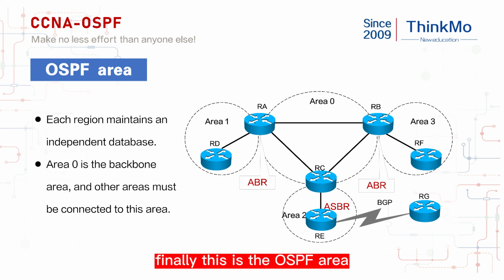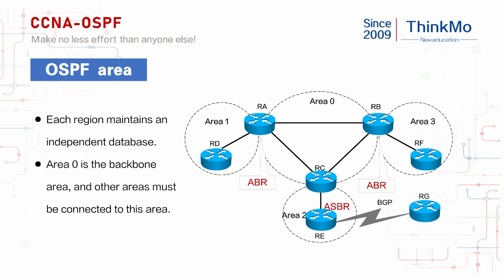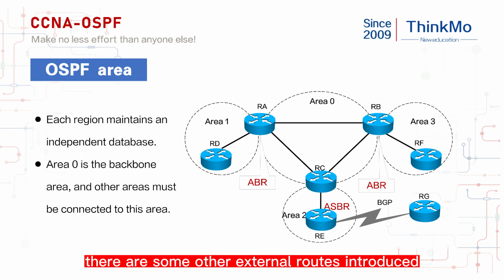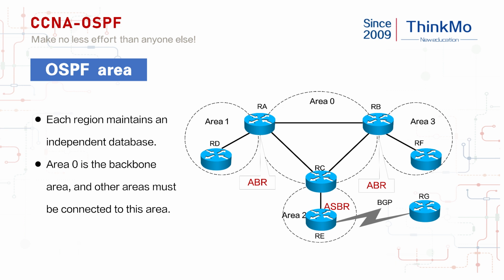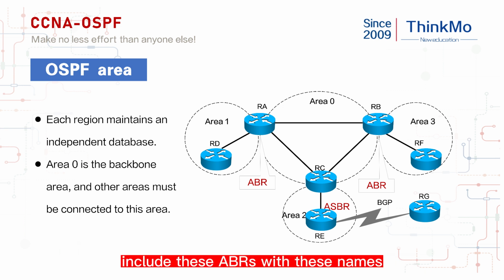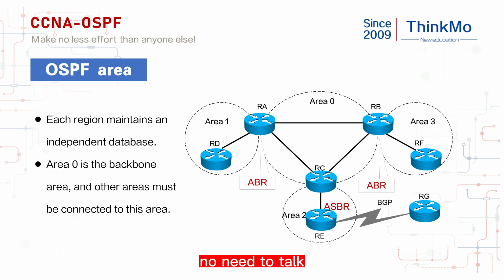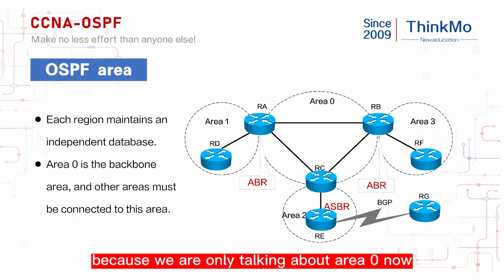Finally, this is the OSPF area. I just told you, the OSPF backbone is area 0, this is area 1, area 2, area 3. If on a device some other external routes are introduced, we won't talk about these, including the ABRs and these names, no need to talk about them, because we are only talking about area 0 now.